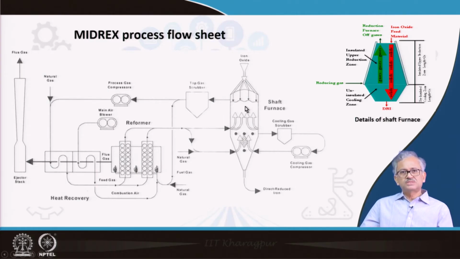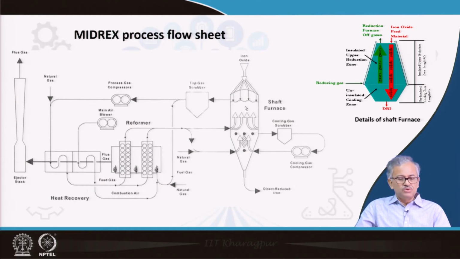In the Midrex process, the main unique feature is that the off gas is recycled through the reformer. That is, the off gas is used to reform the natural gas. It is not steam reforming. Here the reforming is CO2 reforming, and that CO2 comes from the off gas.